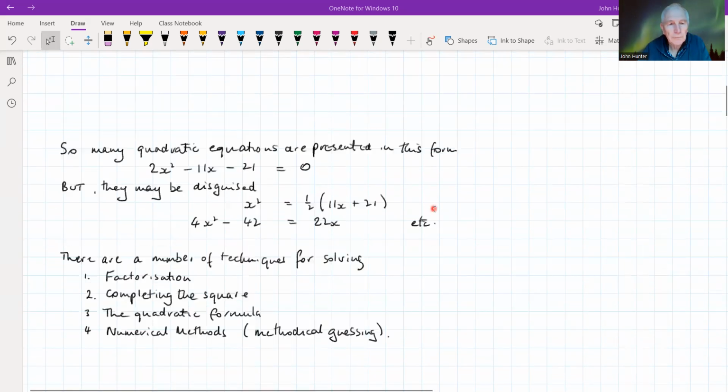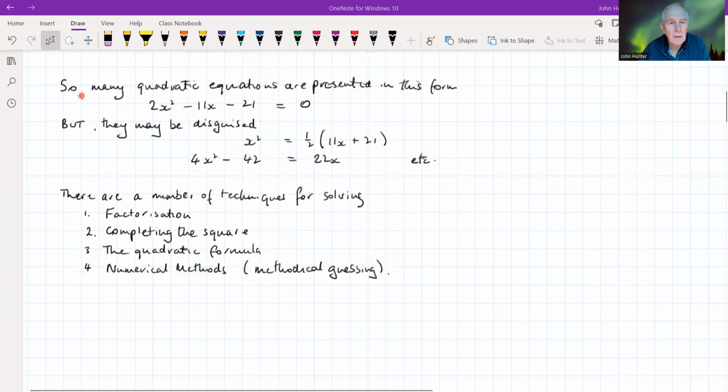Let's go on. As I've just mentioned, quadratic expressions are presented in this particular form with all the terms on one side: an x squared, typically, not always, an x to the power of 1 term, and then 0 on the right-hand side. But they may be disguised. This, for instance, is a quadratic equation.